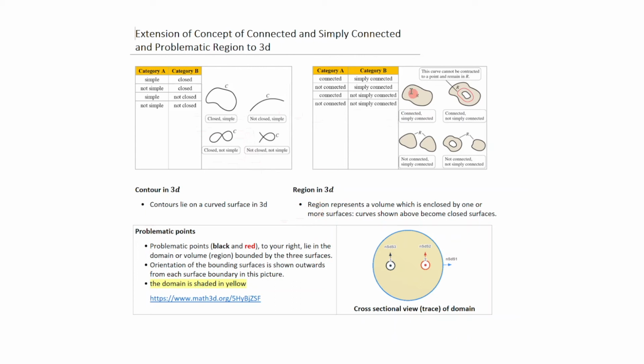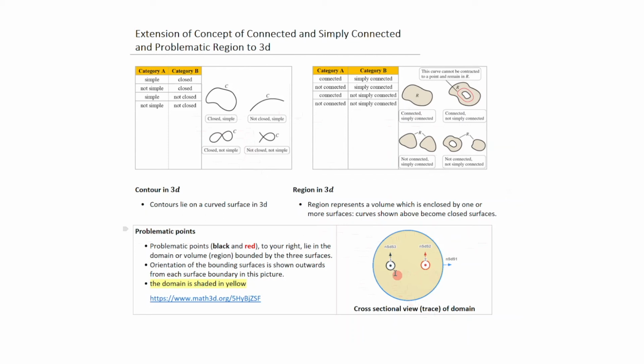All right, so up here, for instance, you could say that the curves shown above become closed surfaces. So if I were, for instance, to take a trace of a 3D object, then what would I be seeing? I'd be just seeing a contour, but that contour actually lies on the surface. So it's a simple way of visualizing things. And so let's look down here. We have an example of a trace of some domain. And let's say I had problematic points right within the domain, and there and there.